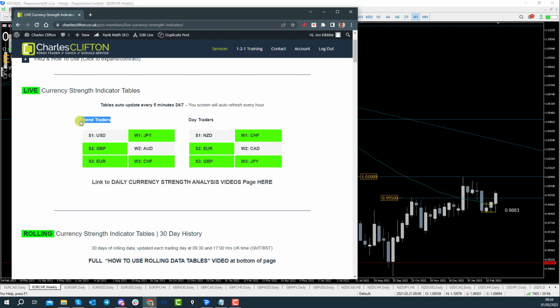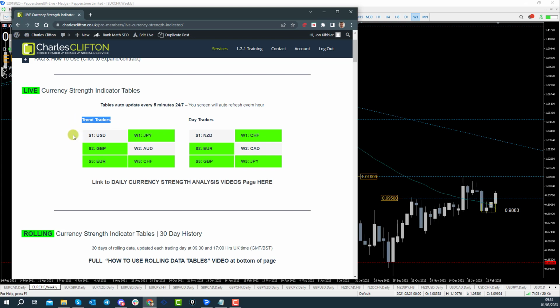Here you can see we have our tables in front of us. We have two types of tables: the trend traders table and the day traders table. These are the same studies but just highlighting different time frames. You can see here some of the currencies are highlighted in green. That means there is a confluence between these trading time frames, and that's where we'll be focusing some of our attention in these videos. The tables auto update every 5 minutes 24/7, meaning that our members can see how the markets stand right now in real time.